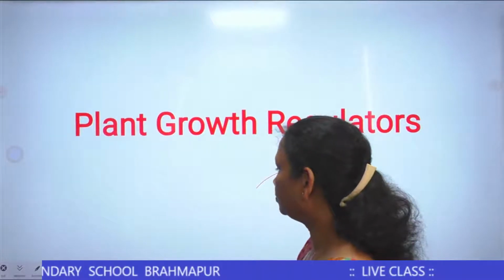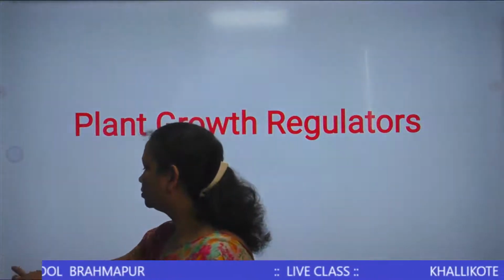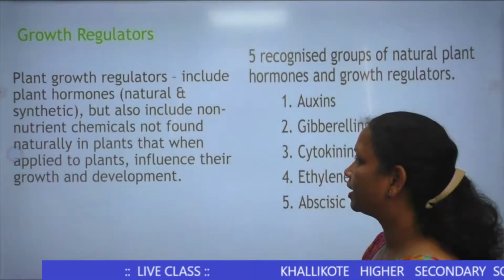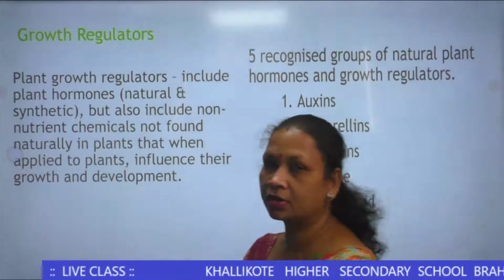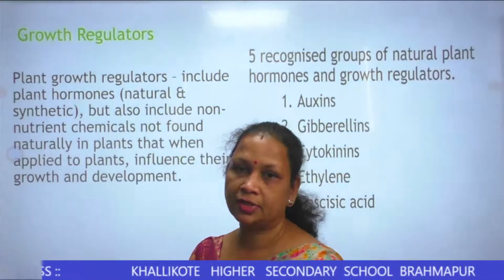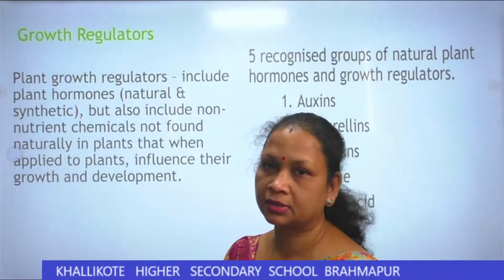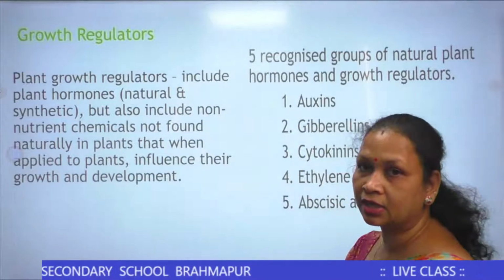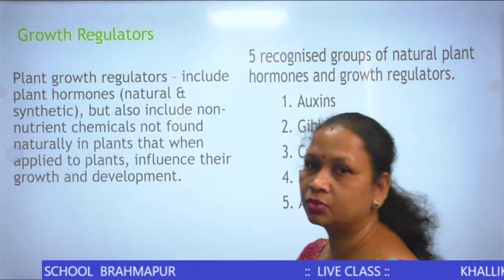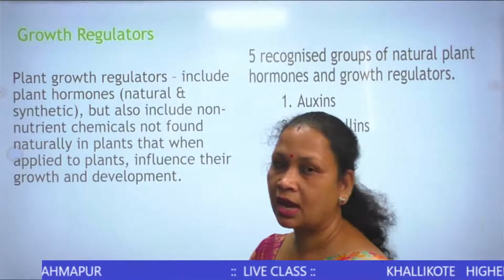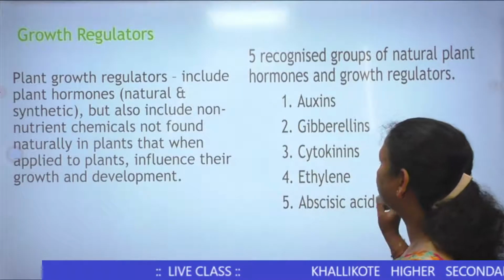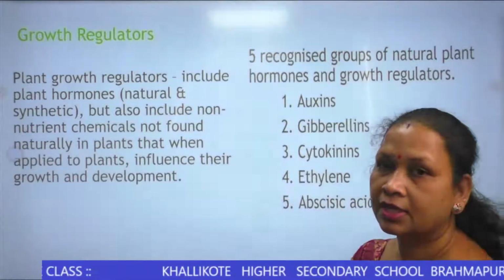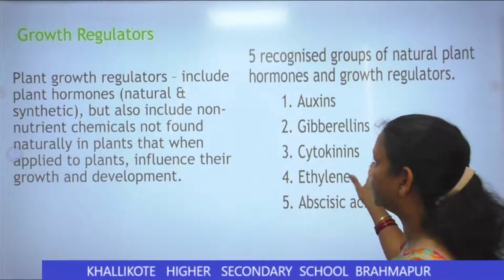As you can see, plant growth regulators are chemical compounds that, in smaller quantities, affect the metabolic rates and growth patterns in the plant body. They are found naturally in the plant body, and today they are also synthesized artificially. The major hormones were auxins, gibberellins, cytokinins, ethylene and abscisic acid.